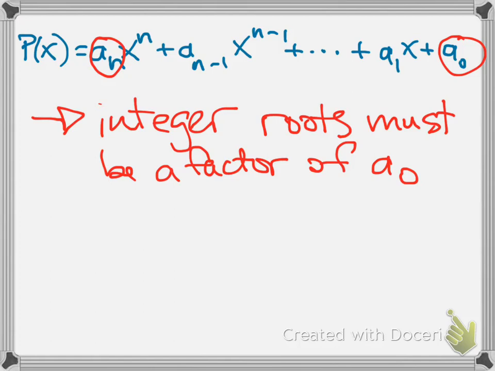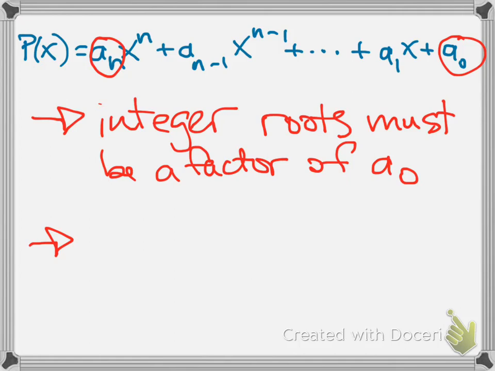So for instance, if your constant term was 10, the factors of 10 are 1, 10, 2, and 5. So any integer root of a polynomial with a constant of 10 would have to either be 1, 10, 2, or 5. There are no other possible integer roots that that polynomial could have.